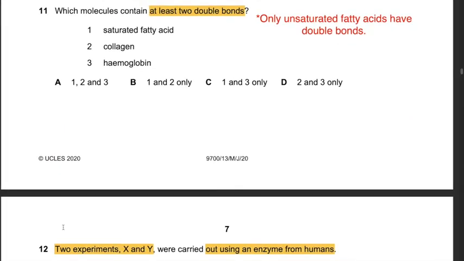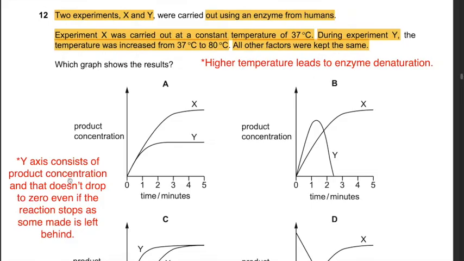Question 11. Which molecules contain at least 2 double bonds? 1. Saturated fatty acid, 2. Collagen, 3. Hemoglobin. Now saturated fatty acid doesn't have any double bonds. Only unsaturated fatty acids will have double bonds. Therefore option 1 is obviously incorrect. Hence if we look at the answers, options A, B and C have 1. Only option D doesn't have 1. Therefore the answer must be option D, collagen and hemoglobin.